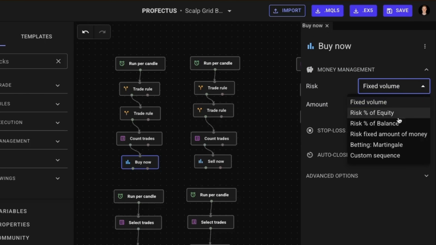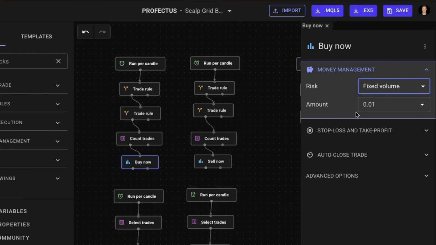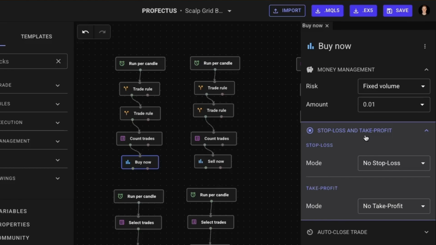And if you feel frisky, you can even add your martingale approach. However, that is obviously up to you then. Then the stop loss and take profit. There is no stop loss in place as of now, and also no take profit. We will come to this later on.